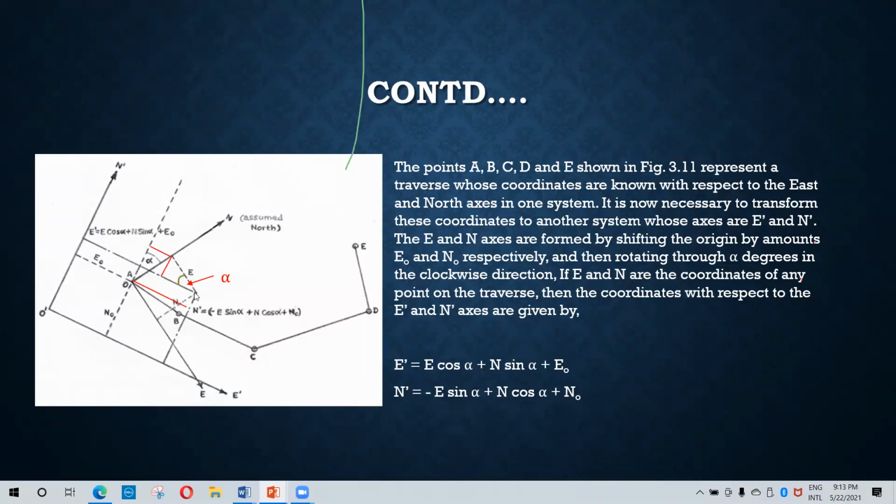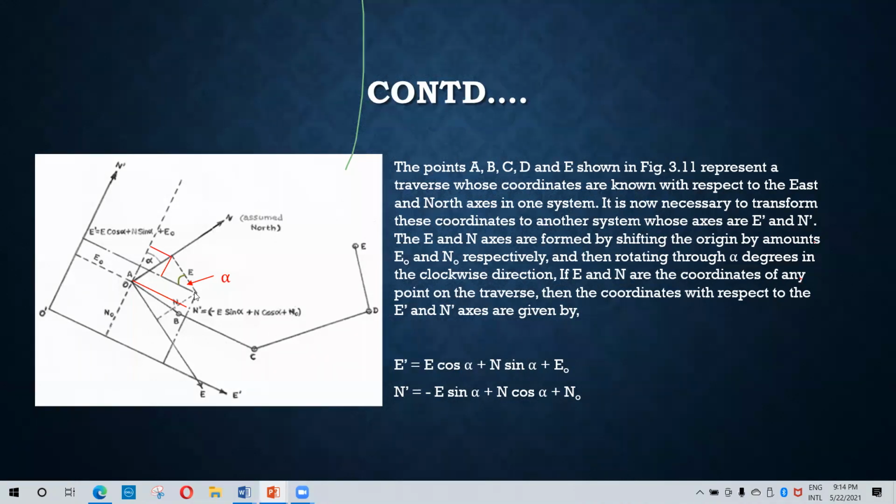Now, if this point has the coordinates E and N, this distance can be calculated with the help of trigonometry. This is N and this distance is N sine alpha. And if this is E, this distance is E cos alpha. So you can see this part is equal to N sine alpha plus E cos alpha. So if you want to find this entire length, it is E naught plus E cos alpha plus N sine alpha.